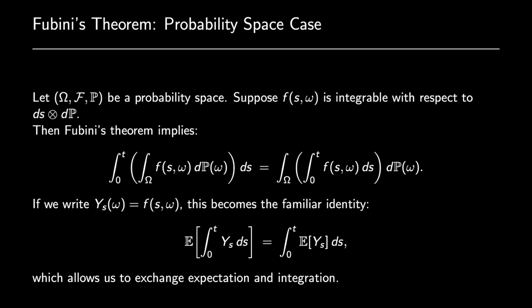If we write Y_s of omega equal to f depending on s and omega, then this becomes the familiar identity: the expectation of the integral from 0 to t of Y_s ds is equal to the integral from 0 to t of the expectation of Y_s ds. In other words, under the integrability condition, we can exchange expectation and time integration.